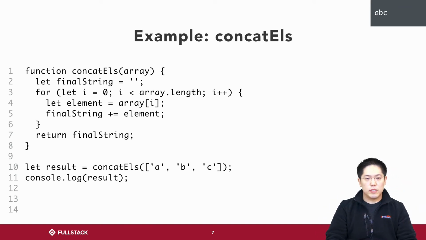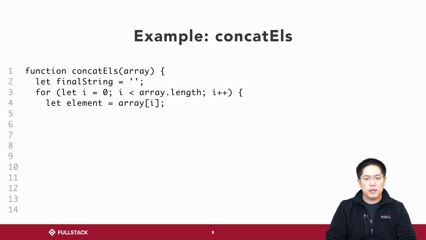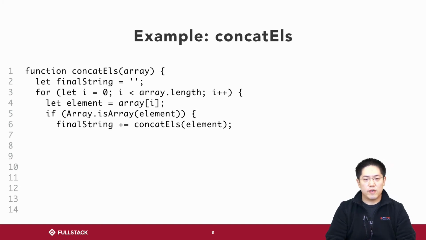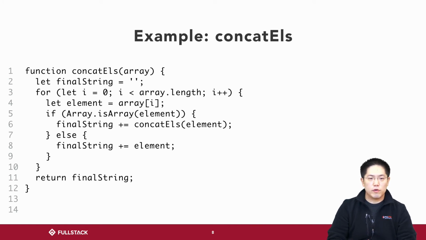All right, so now let's look at this here. Now, what if we want to concatenate things that are nested, right? We have, again, the same thing that we do. Now we have the element. We say, well, is the element an array? And if so, we add it to the final string, concatenate the elements. Otherwise, we could just add the string itself. So here, we have both the normal case, which is just adding a regular string, and we have the case where we're adding the results of a recursive case, right?